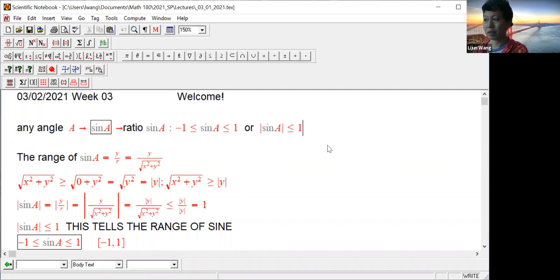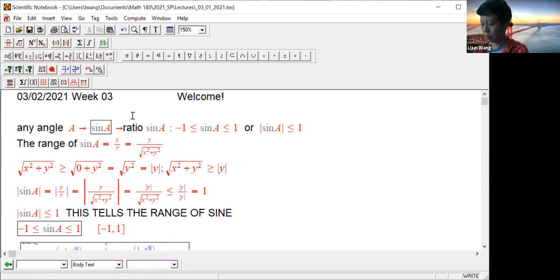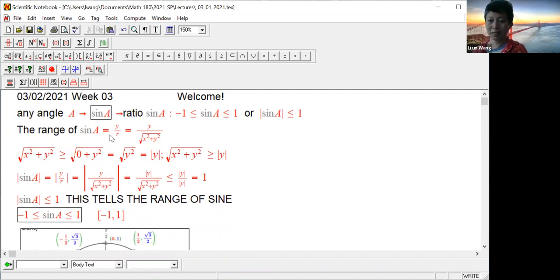Now, another perspective. Can everybody draw me a picture of sine? The curve, the sine curve. Can you draw a sine curve? Because the sine curve also tells you the domain and range. Let me tell you how it tells you the domain and range. I suppose everybody knows the sine curve, right?